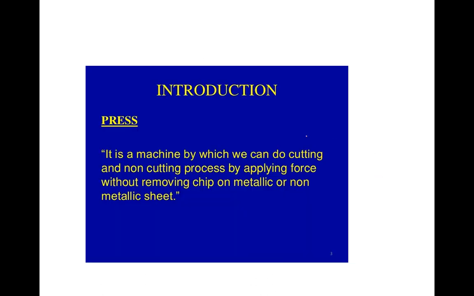Now, after studying all this, one question comes to your mind: what do you mean by a press? A press is a machine used for cutting and non-cutting processes. It may cut material or it may not cut material. When it is not cutting material, it gives various shapes to the metal sheet. When it is cutting, that is called piercing or blanking operations.